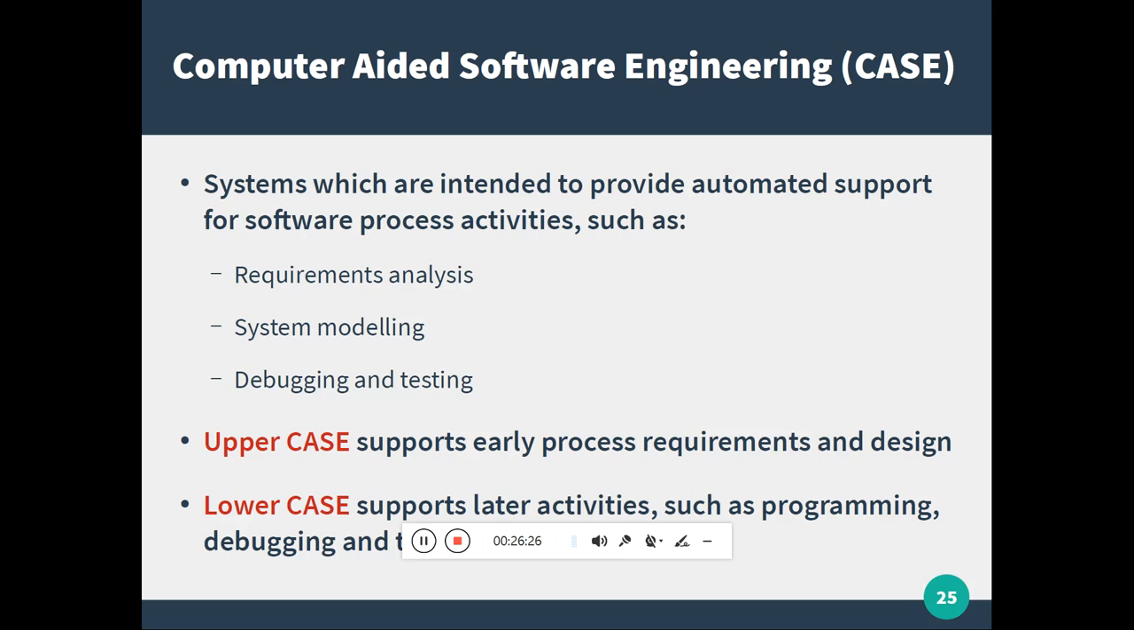So additionally, we're going to talk about computer-aided software engineering. This is a system intended to provide some automatic support for software process activities, such as requirement analysis, where we have tools to draw mind maps, and software modeling, where we can use UML diagrams, and debugging and testing. Definitely we have Visual Studio, something like that. This CASE can be divided into upper CASE and lower CASE, where upper CASE supports the early stages of requirements and design, while lower CASE supports the later activities such as programming, debugging, and testing.